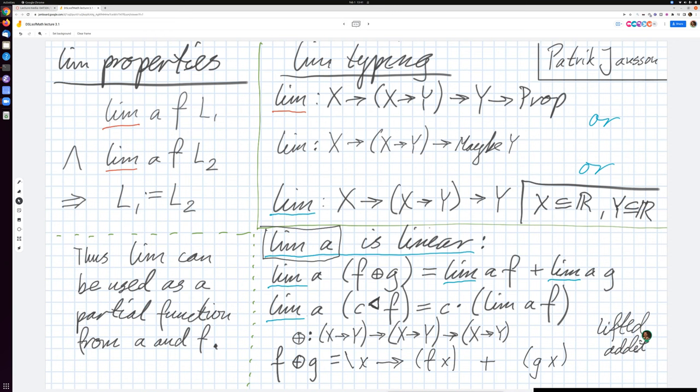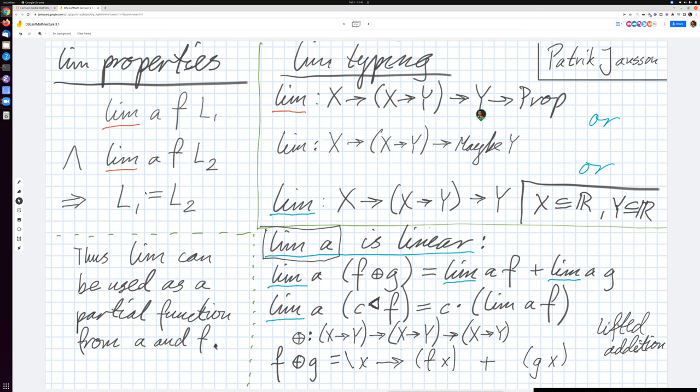So lifting here means going from an operation which works on y to an operation which works on functions to y. So suddenly it works on more complicated things, but it doesn't do anything very complicated. I guess it would have to deal with a maybe. Yes, if I used, instead of the blue lim here, the black lim, then it would have to deal with a maybe.